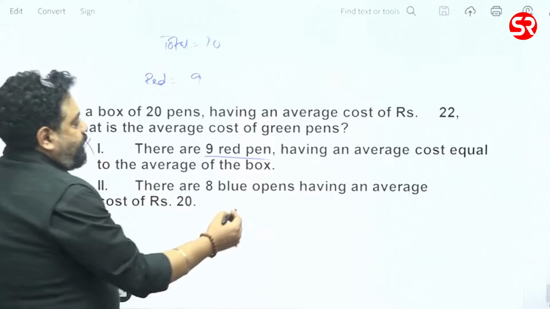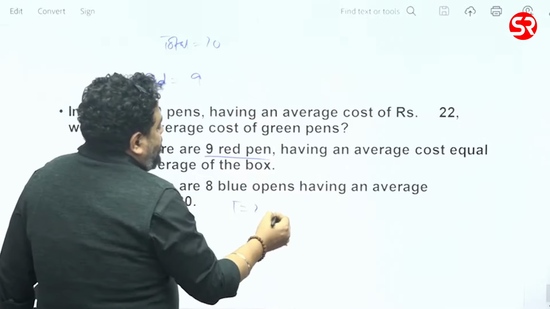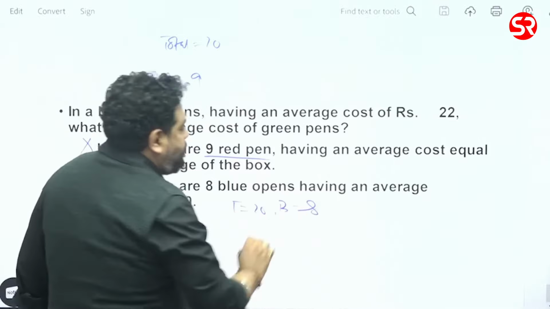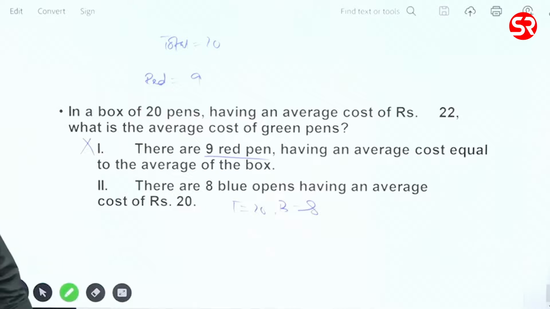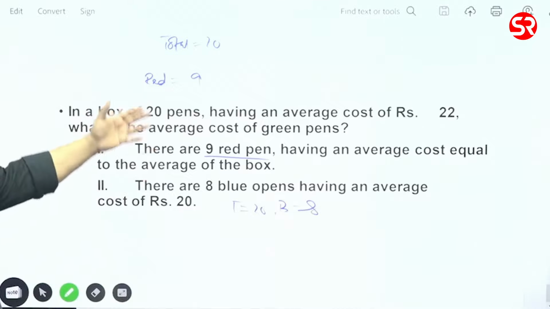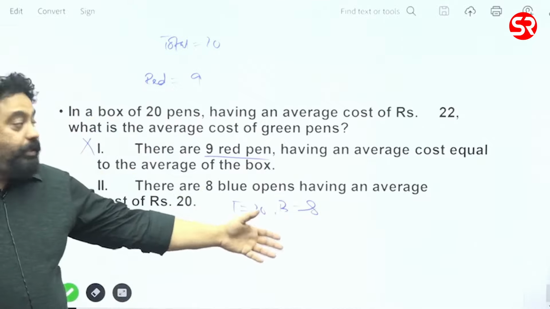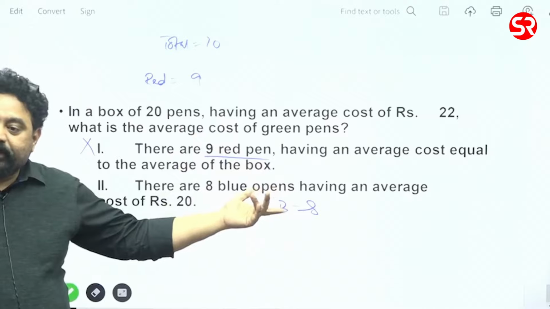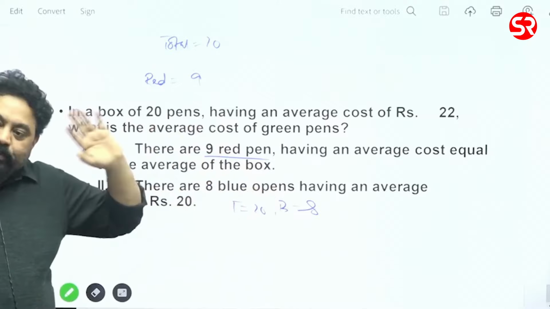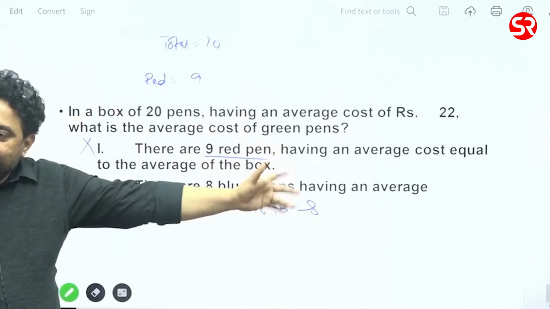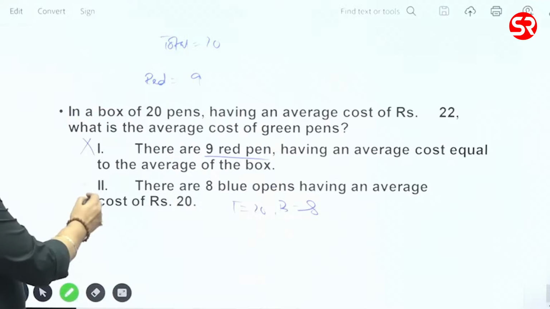Now when you say the total is 20, how many are blue? There are 8 blue pens. Then how do we know the remaining pens? 20 minus 8 is 12 pens. Are all of them green pens? We don't know. And statement one I forget, so I don't know the existence of red pens. Got it? So the second alone is not sufficient.